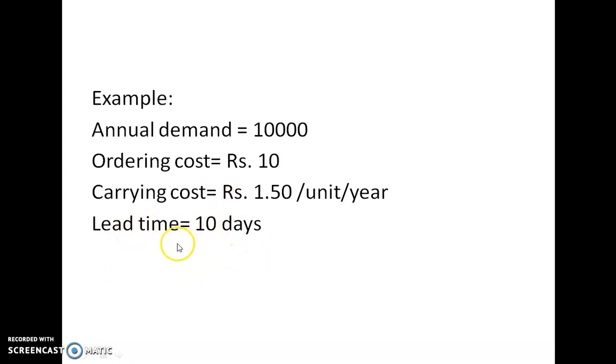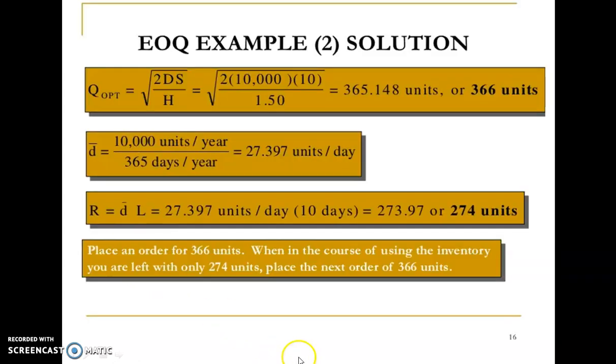The time between placing an order and arrival of material is called lead time. So it is 27.397 into 10, which is 273, or approximately 274 units. So the economic order quantity is 366 units. Whenever the number of units comes down to 274, when there are 92 units remaining, you have to place an order.